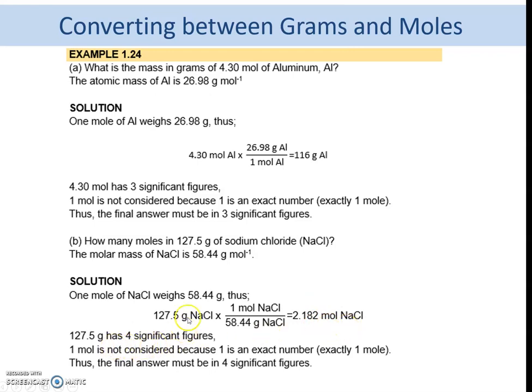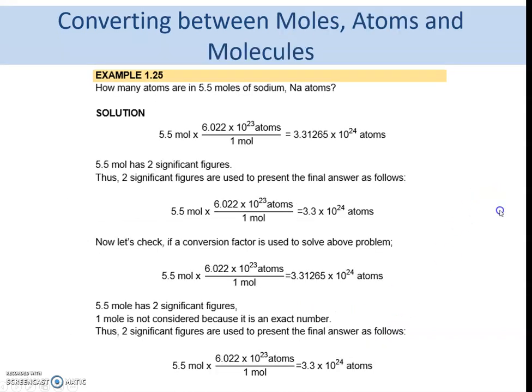So in this case, you consider 127.5 grams, which consists of 4 significant figures. 1 mole is not considered because it is an exact number. Molar mass is also not considered. So your final answer must be in 4 significant figures, which is 2.182 mole of sodium chloride.